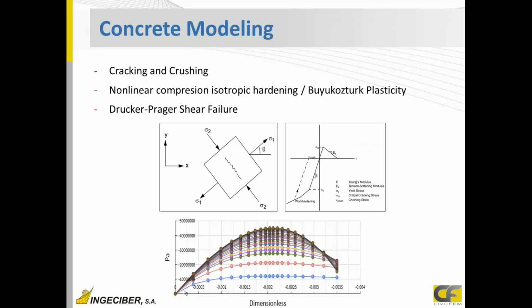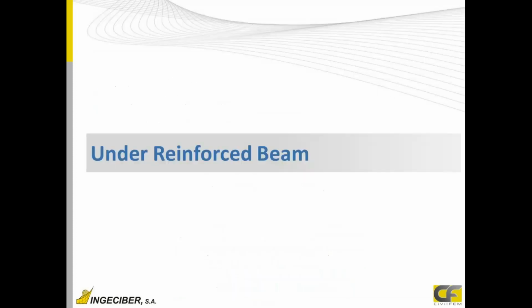Also for compression, we have this type of parabolic curve that could follow nonlinear compression isotropic hardening with unloading and loading curves, or Drucker-Prager plasticity. And also a triaxial failure criterion can be added to the model. And well, cracking and crushing is analyzed in principal stresses.